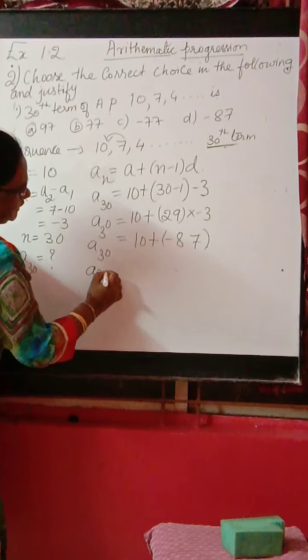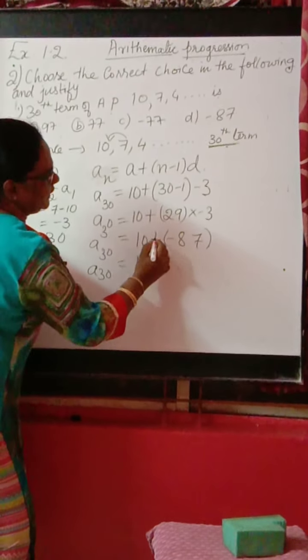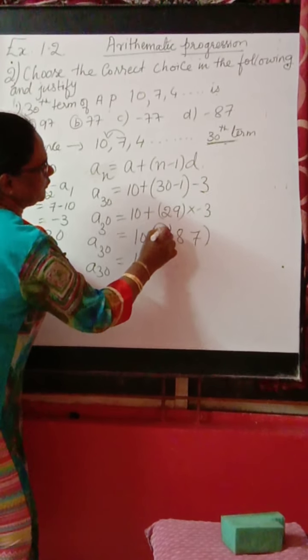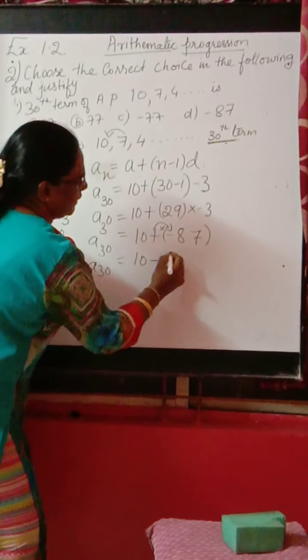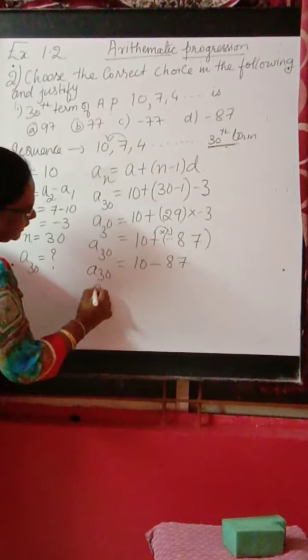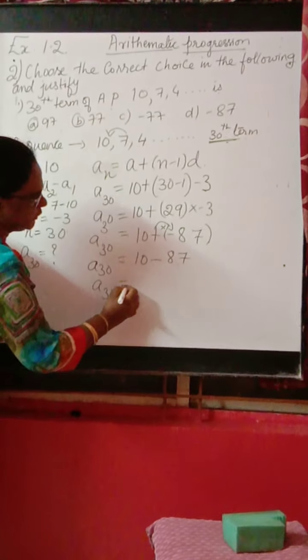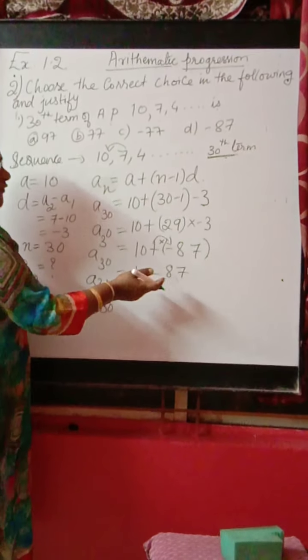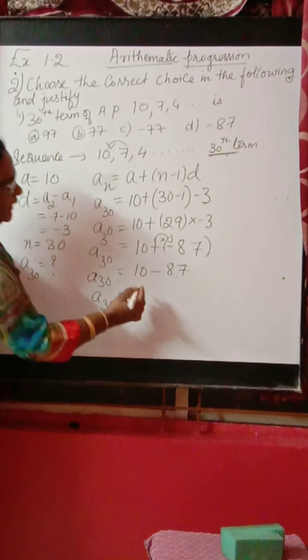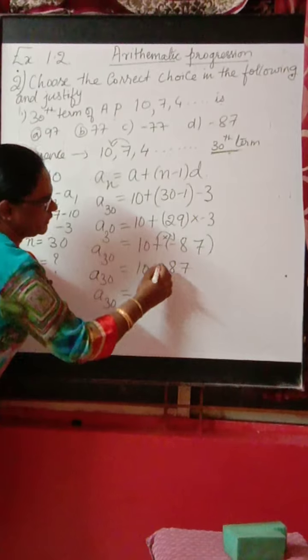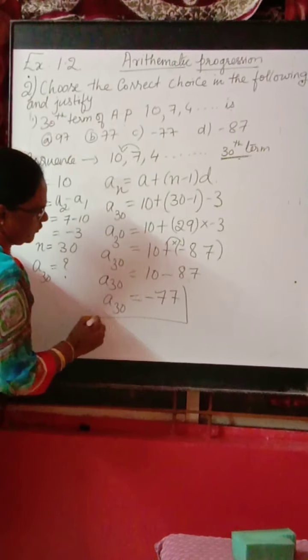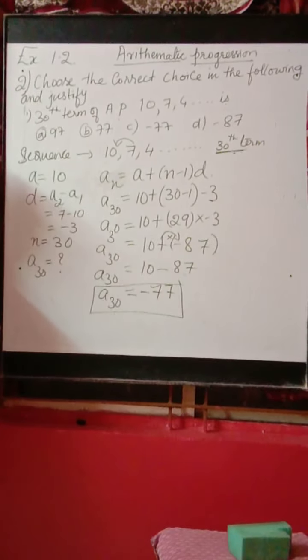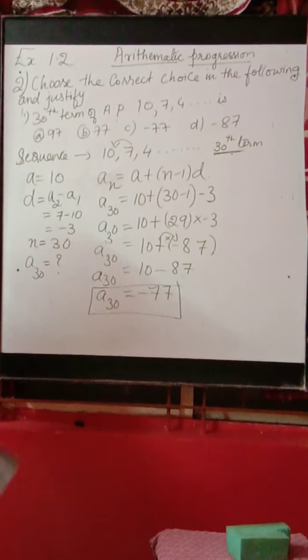Therefore, A30 is equal to 10 plus, into minus. Multiply this, you will get minus. So, A30 is equal to 10 minus 87. From 10 you cannot subtract 87. Therefore, from 87 you subtract 10. That will become 77. Put the bigger number's sign. Therefore, A30 is equal to minus 77.